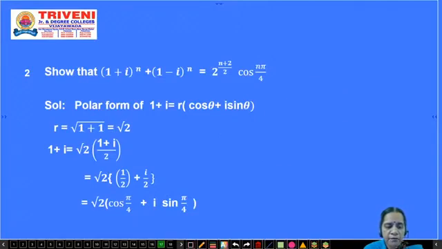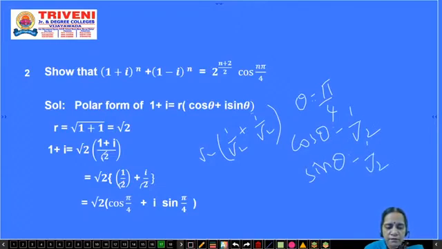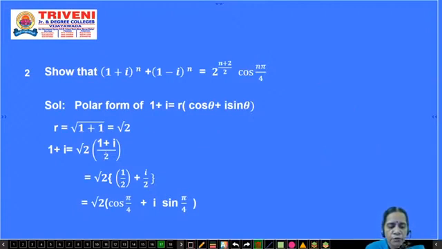Multiplying and dividing by root 2 here, root 2 into (1 plus i) by root 2. Here also we have to write root 2 into 1 by root 2 plus i by root 2. What is the value of theta for 1 by root 2? The value of theta is equal to pi by 4. Cos theta is equal to 1 by root 2 and sin theta is equal to 1 by root 2. Like this you have to write root 2 into cos pi by 4 plus i sin pi by 4.